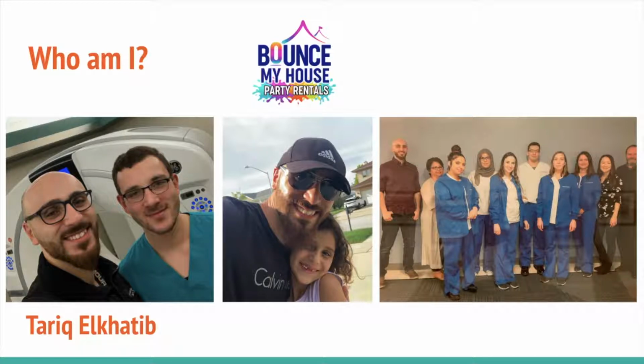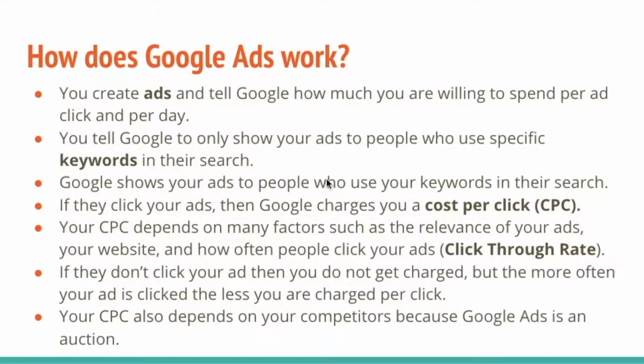But enough about me. Let's do a quick summary of Google Ads and how it works. So how Google Ads works is you create ads, and then you tell Google how much you're willing to spend per ad click per day. You tell Google to only show your ads to people who use specific keywords in their search. So you tell Google that I only want you to show these ads that I just created to people that search using these words. Google goes ahead and shows your ads to the people who search using those words. If they click your ad, then Google charges you a cost per click, CPC.